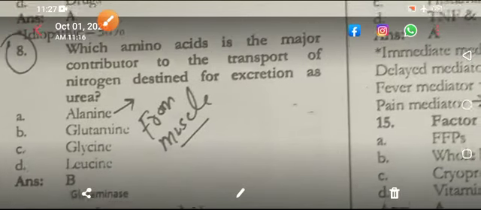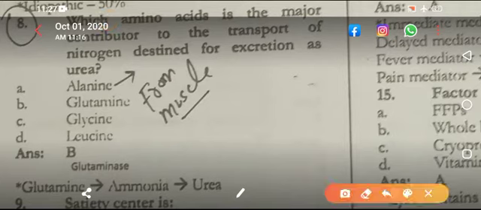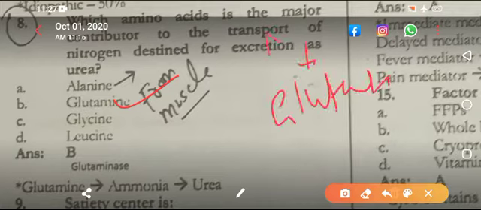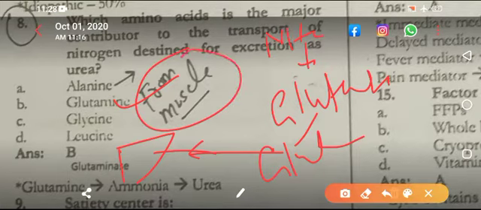Which amino acid is the major contributor to the transport of nitrogen destined for excretion as urea? The answer over here is glutamine. It is actually glutamate which takes an amino group and becomes glutamine. Then it comes to the liver. Inside the liver, the amino group is taken and converted into urea. So it is a major carrier.